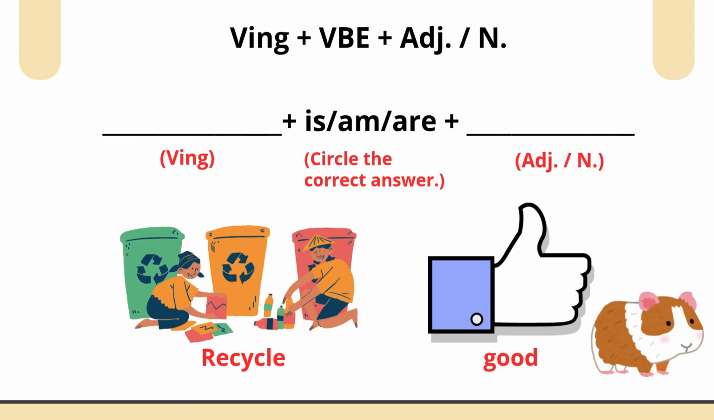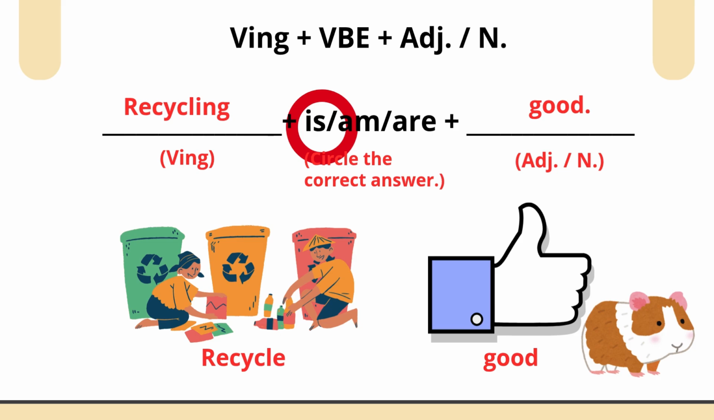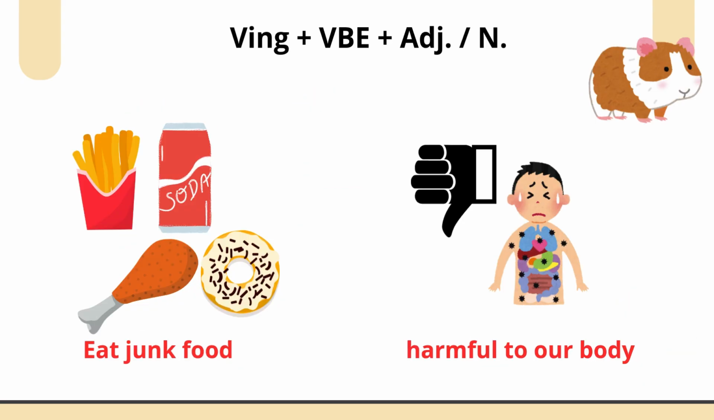However, it comes to the question of which verb do we use? Is it is, am, or are? As recycling is a single action, and that's why we are going to use is here. And the entire answer is recycling is good. Full stop.